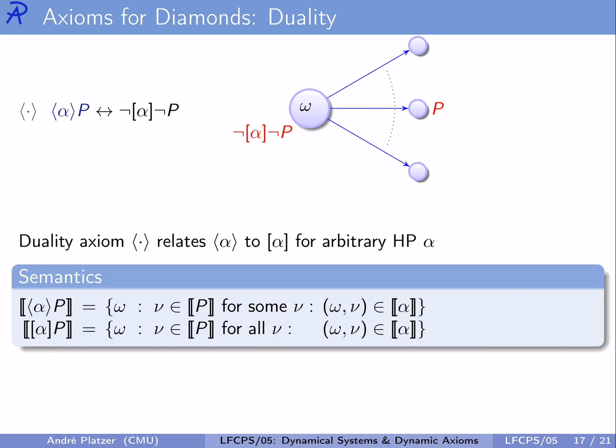In other words, the duality axiom relates diamonds to boxes for arbitrary hybrid programs. And because we already know for each shape of hybrid program what its dynamic axiom looks like, we indirectly also know them all for the diamond modalities.